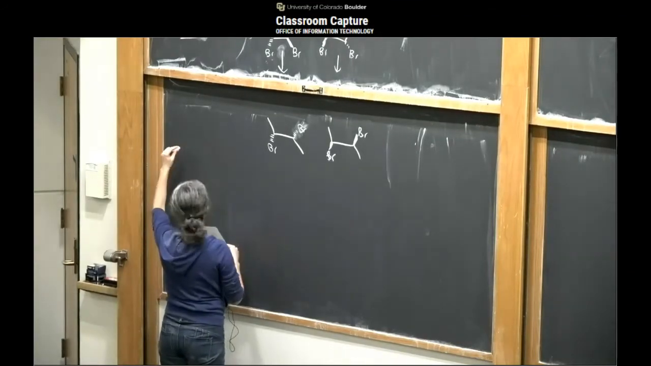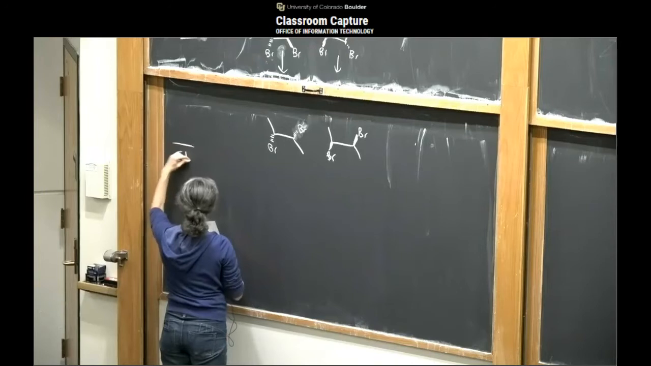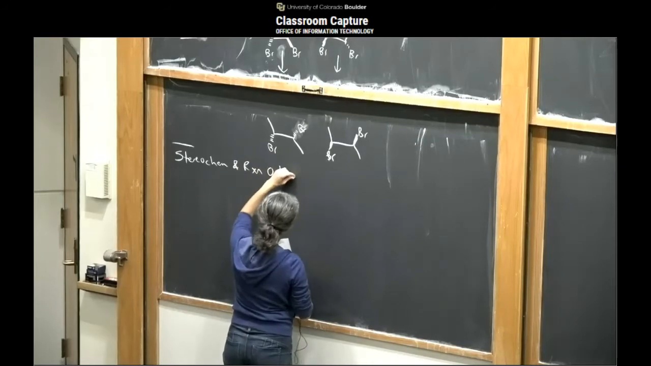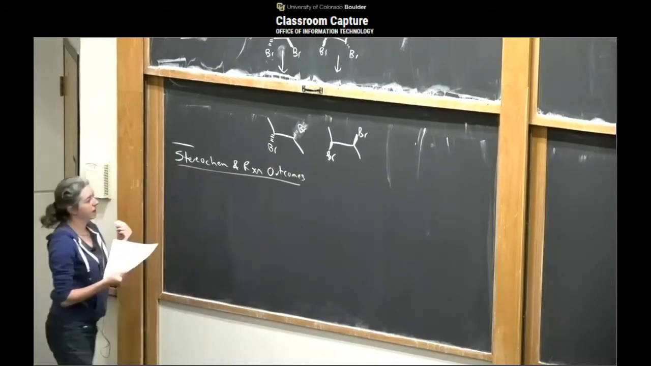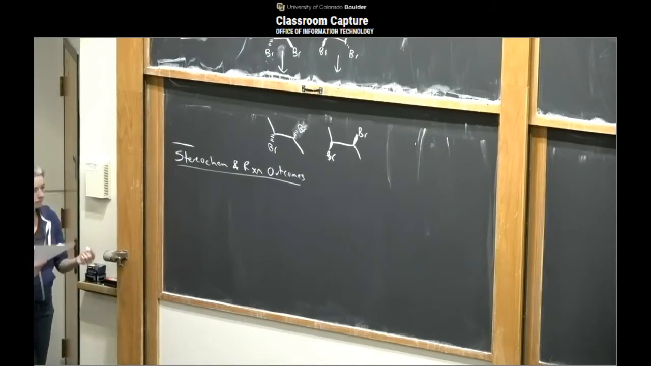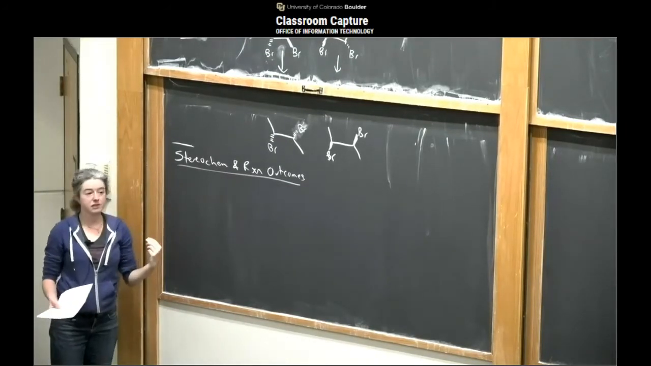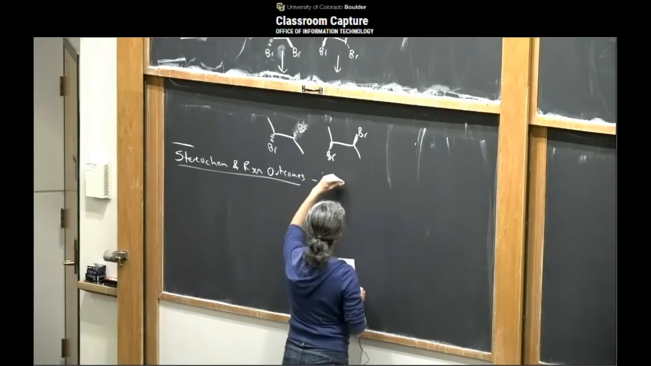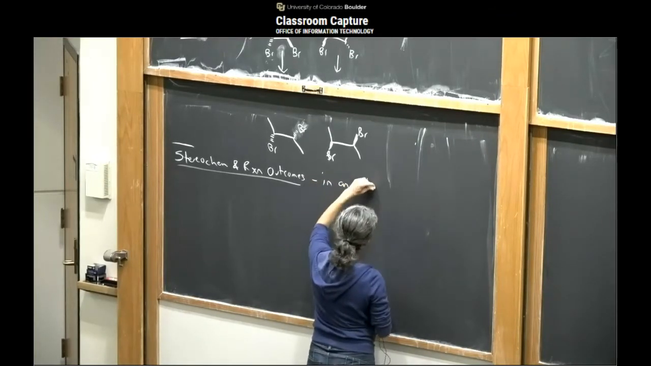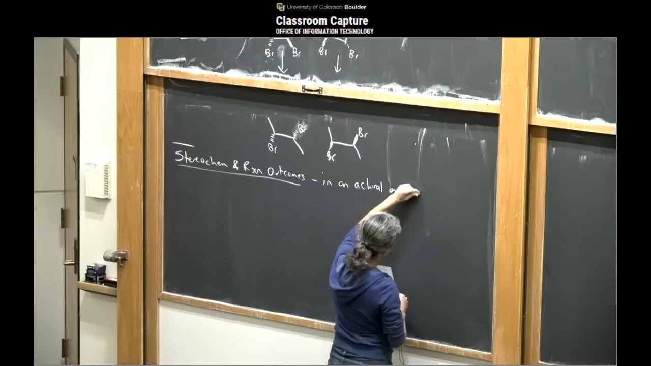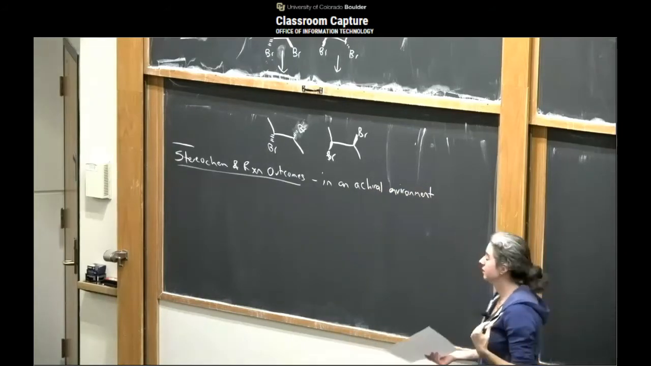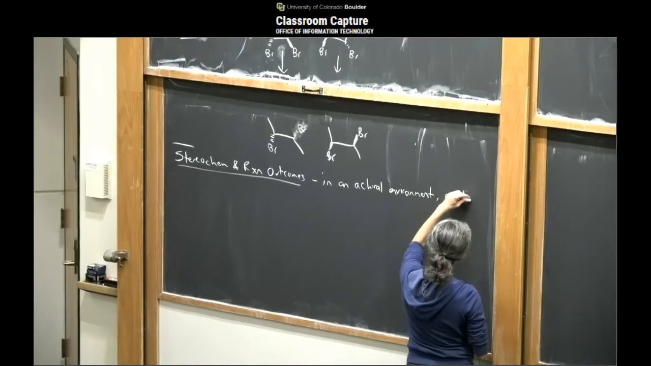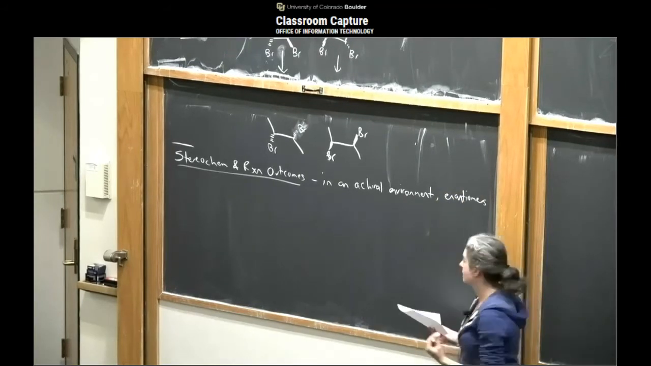Okay, so stereochemistry and reaction outcomes in general. We know that two enantiomers have the same energy as each other, the same heat of formation, all the same physical properties. So in an achiral environment, in other words, there's no chiral molecules floating around or interacting with our reaction at all, enantiomers are going to get produced in equal amounts.